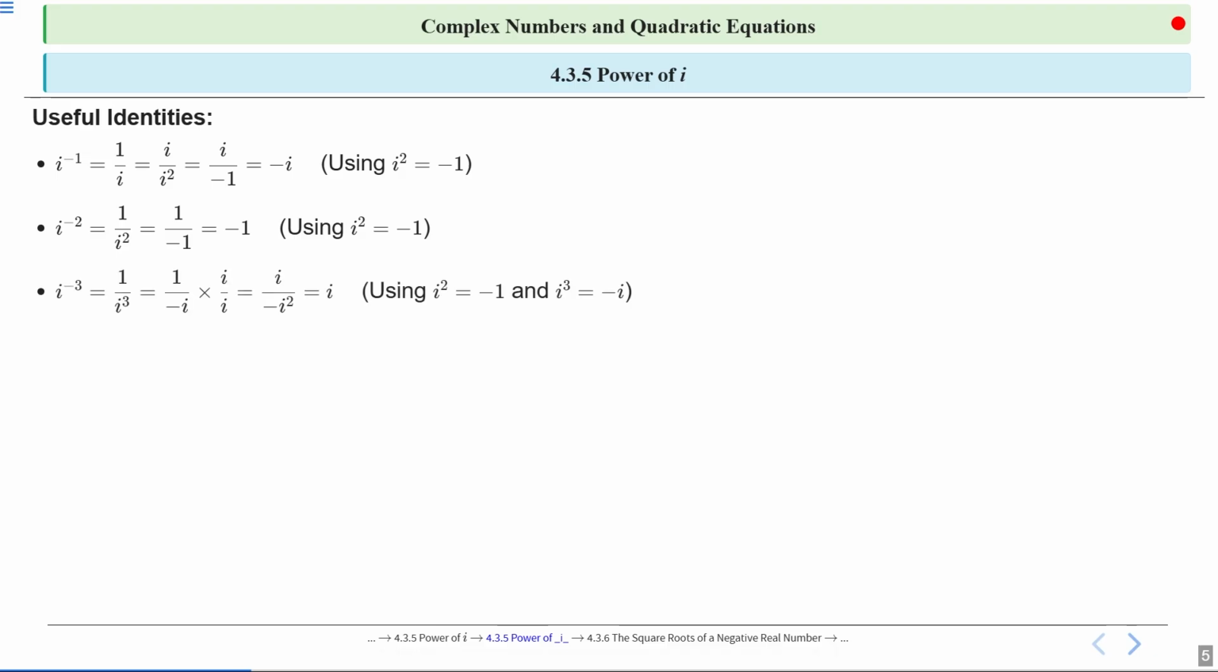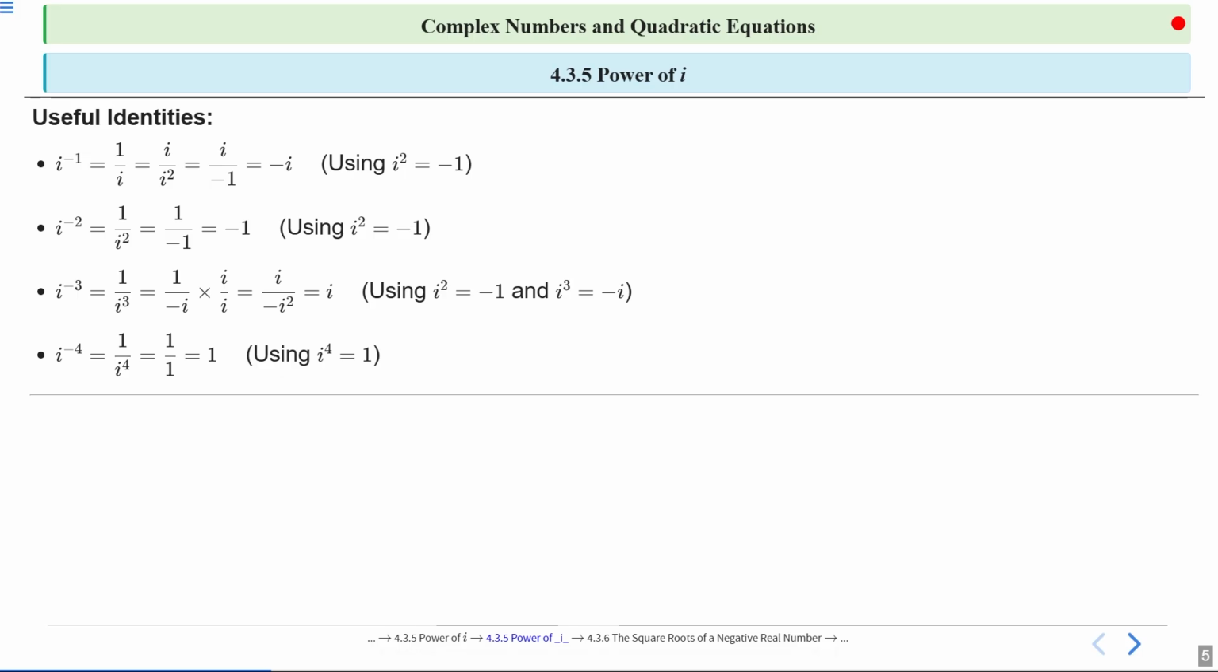Now let's consider iota raised to the power of negative 3. So the equation is iota to the power of minus 3 is equal to 1 divided by iota cube, which is equal to 1 divided by minus iota, which is equal to iota divided by minus iota square, which is equal to iota. Using here iota square is minus 1 and iota cube is minus iota.